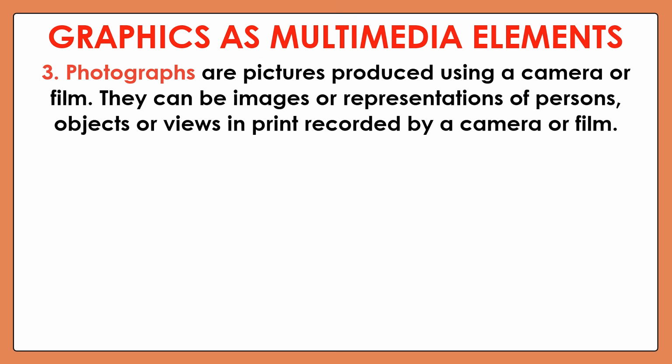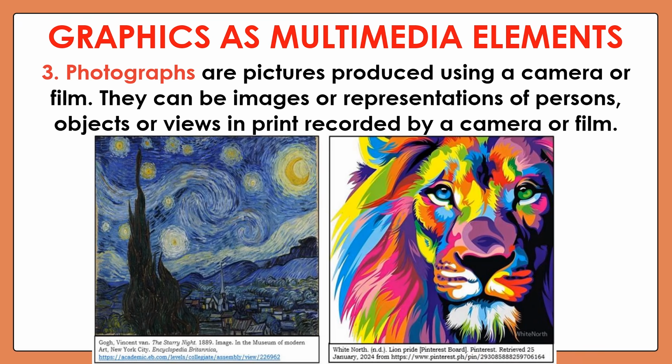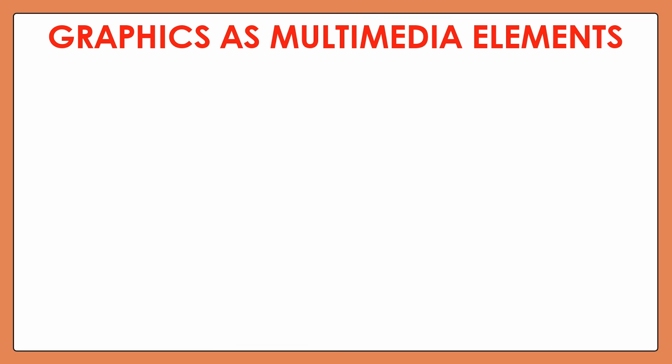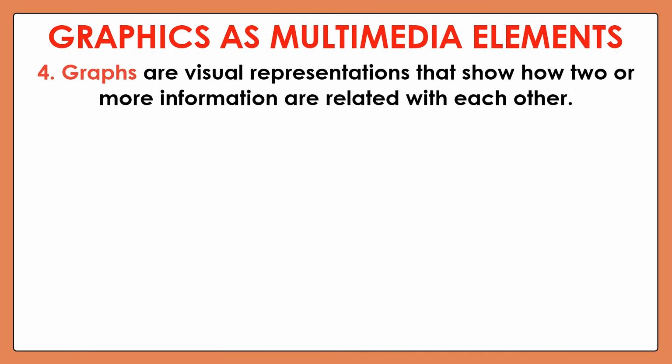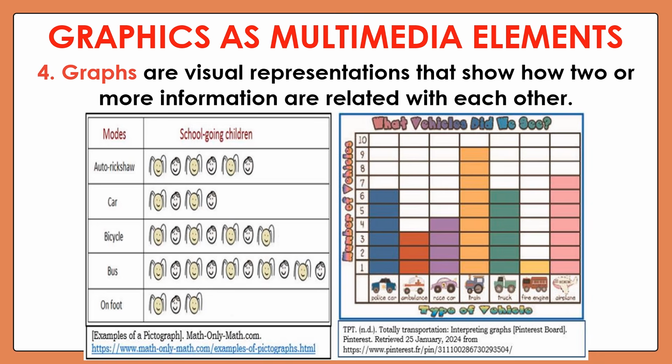Number 3, photographs are pictures produced using a camera or film. They can be images or representations of persons, objects, or views in print recorded by a camera or film. Here are the examples. Number 4, graphs are visual representations that show how two or more information are related with each other. Here are the examples.